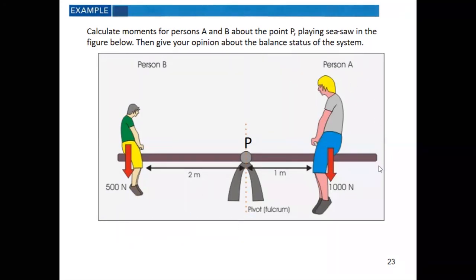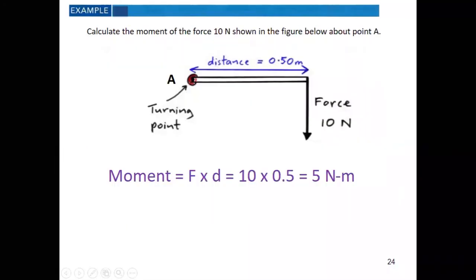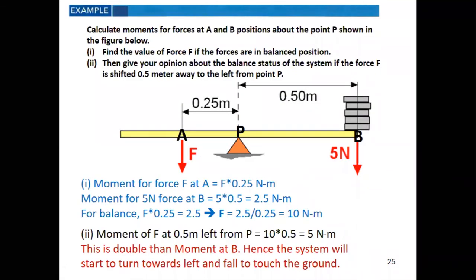Okay, let's go to the next. We have seen how to calculate the moment, and now another example. Calculate the moments for forces at A and B for this position about the pivot or the point P shown in this figure. Then find the value of force F if the forces are in a balanced position.